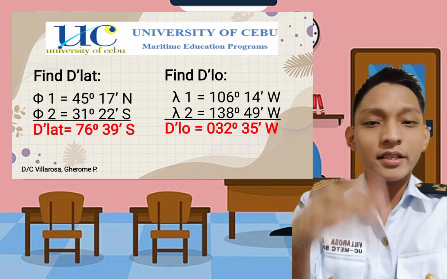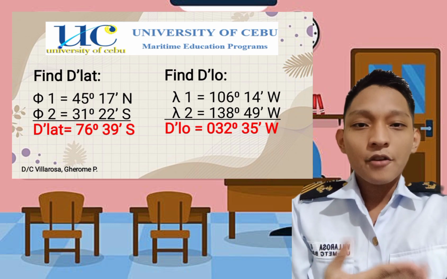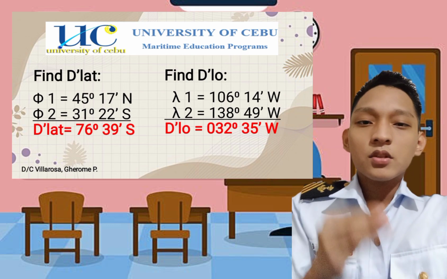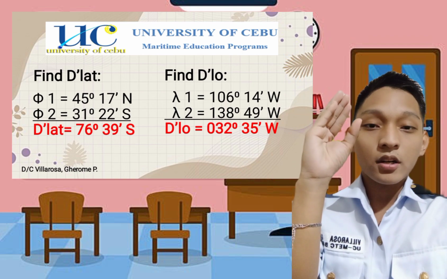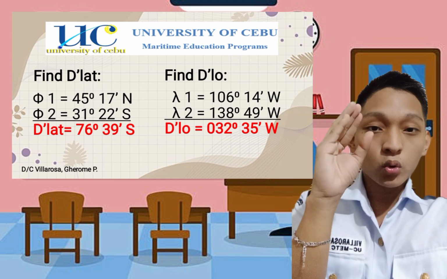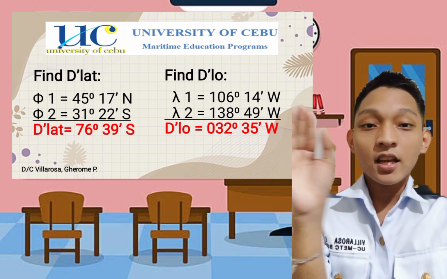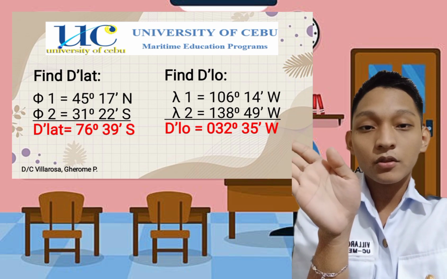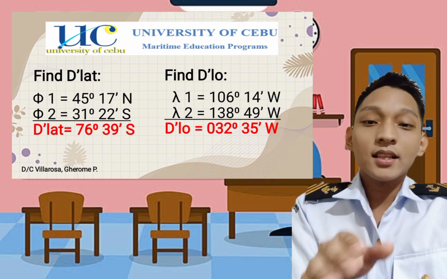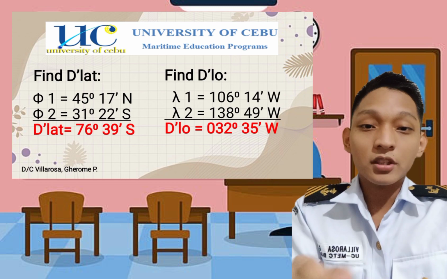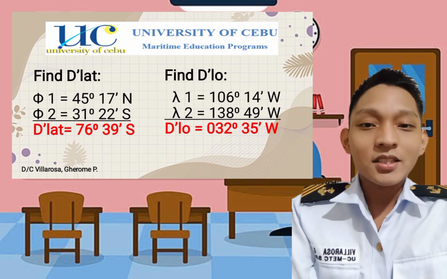So why do we have west? If we analyze it thoroughly, our longitude 1 is 106 degrees and longitude 2 is 138 degrees, so we are going to our right, which is the west. So our DLO sign would be west, and our answer would be 032 degrees 35 minutes west.